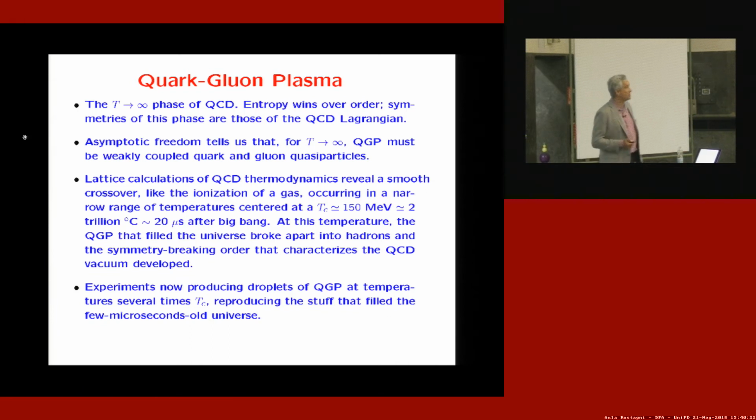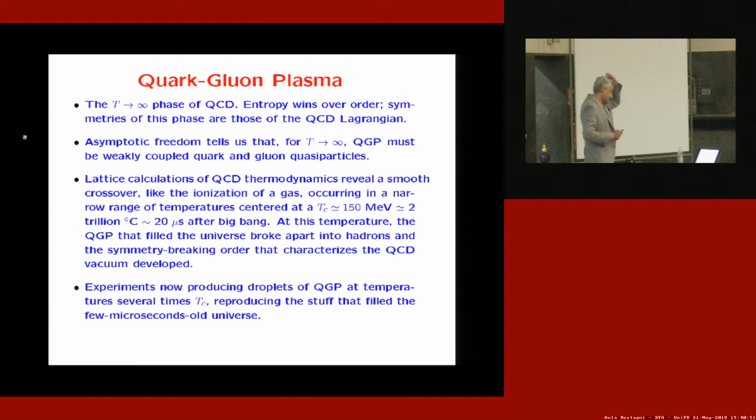The reason it's called quark-gluon plasma is that if you take the temperature to infinity limit, you really do get a plasma. You get a fluid of quarks and gluons, and the fact that QCD is asymptotically free means that if you go to the infinite temperature limit, the interactions between the quarks and gluons are weak, and you will get a weakly coupled gas of quark and gluon quasiparticles. So that's why this phase was named in the way that it was.